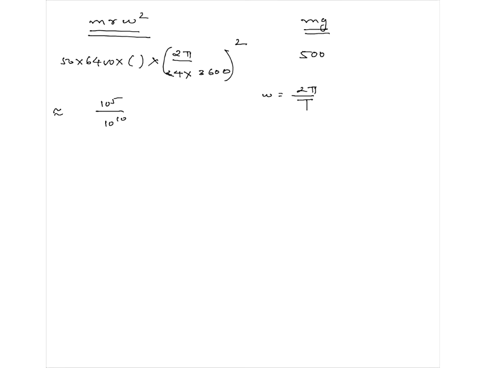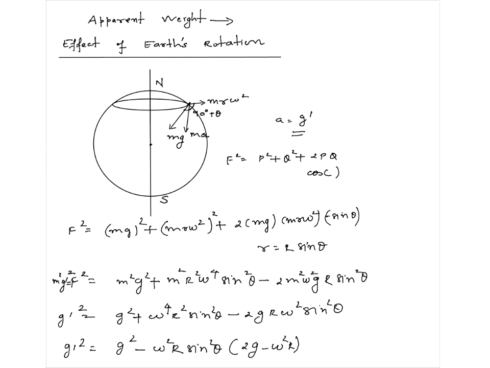Now we discussed here that mg is much bigger than mr omega square. So that's why I put a minus outside. It is g first, then omega square r next. And we know mg is much bigger than mr omega square. So 2g minus omega square has to be a positive number. Sine square theta is positive, g r is positive, omega square is positive. So clearly g dash square is g square minus something positive. So g dash is smaller than g.